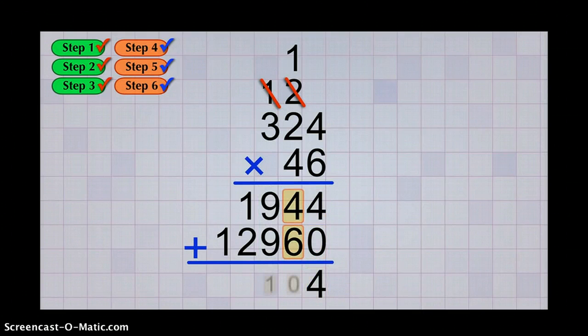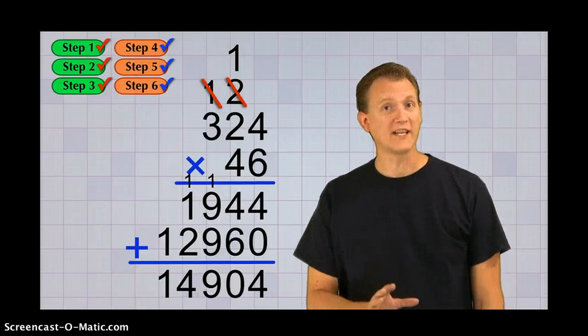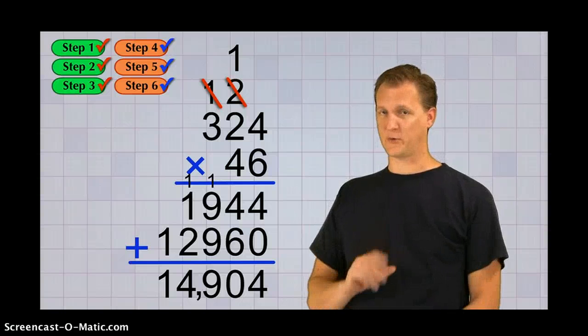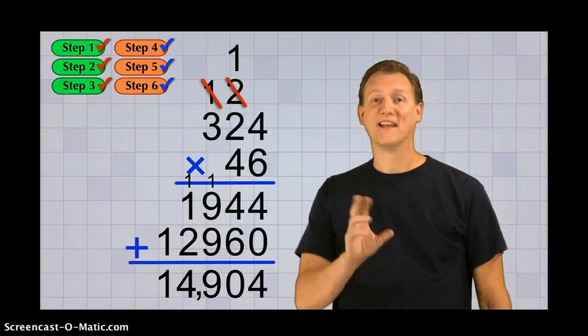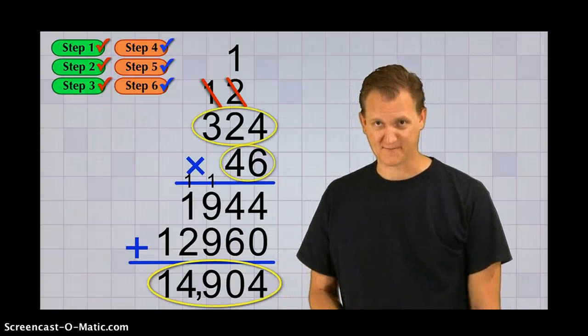4 plus 6 equals 10, so we carry the 1. 1 plus 9 plus 9 equals 19, so we carry the 1 again. 1 plus 1 plus 2 equals 4, and then our last answer digit is just 1. There, our final answer is a pretty big number, 14,904. Let's double check with a calculator to make sure we got it right. Let's see. Yep, that's exactly what you get when you multiply 324 by 46.